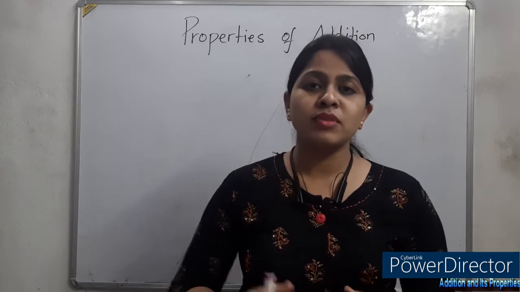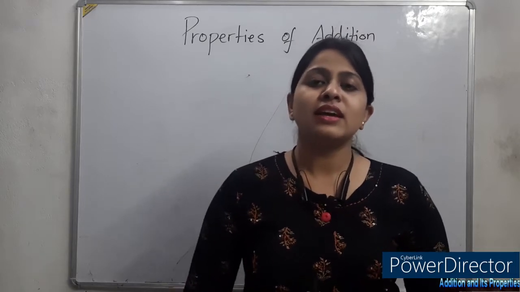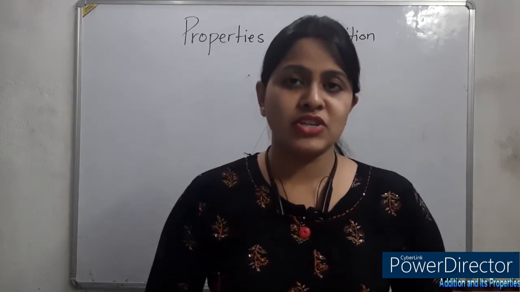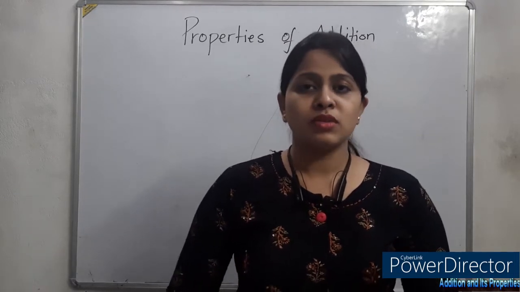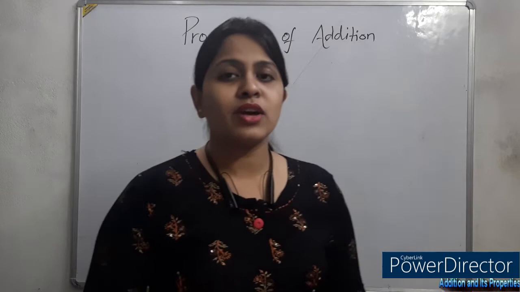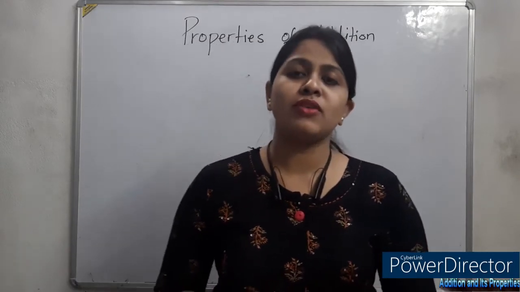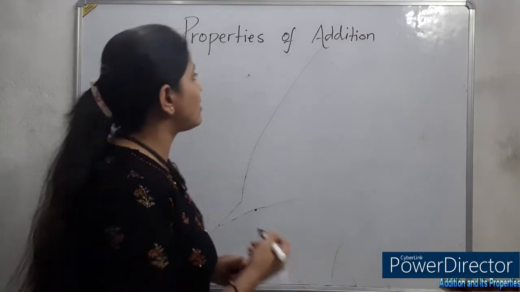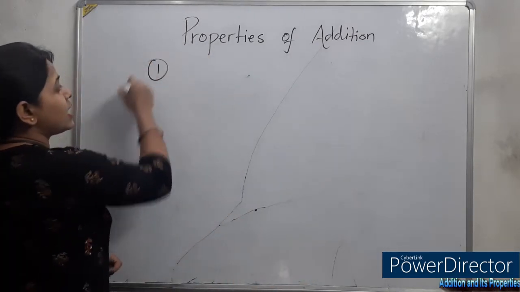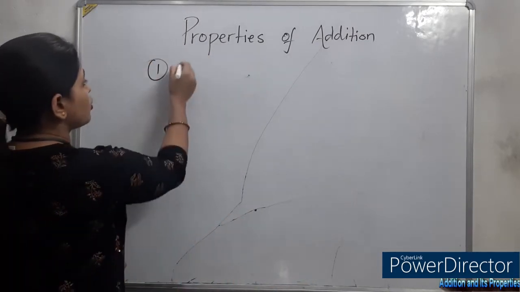Now starting from the properties of addition, there are 4 properties of addition. We are going to talk about every one stepwise, one by one. So the first property of addition is the closure property. Let's begin our class with the first property of addition, that is closure property.